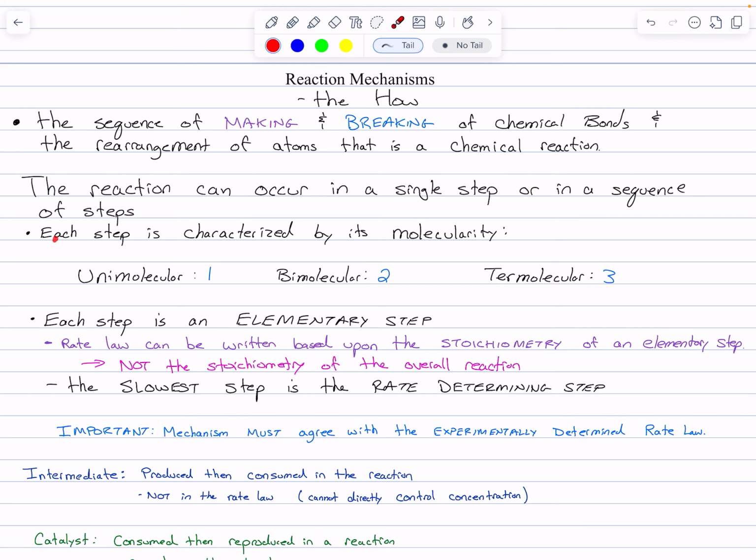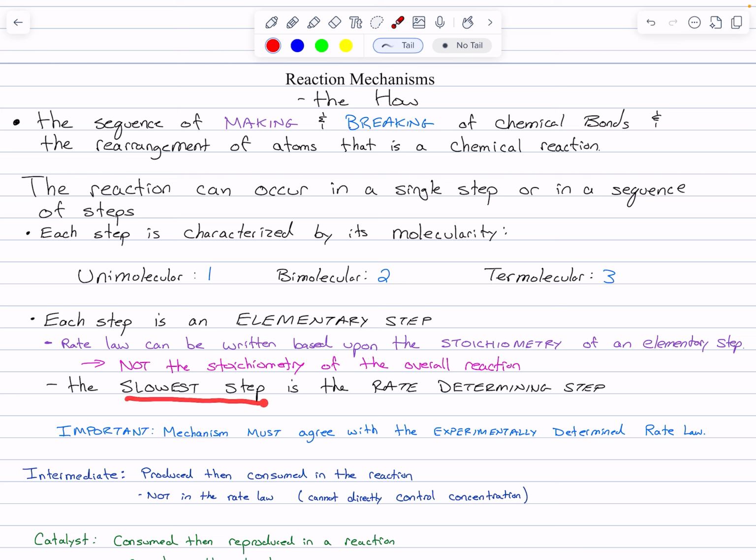Each step is characterized by its molecularity. If it's one molecule, it's unimolecular. Two molecules colliding, it's bimolecular. Three molecules colliding, it's termolecular. Each step of the reaction is an elementary step. Now, we can write the rate law based on the stoichiometry of the elementary step. That's what we actually do, not the overall reaction. It doesn't matter what the overall reaction is, it's the stoichiometry of the elementary step.